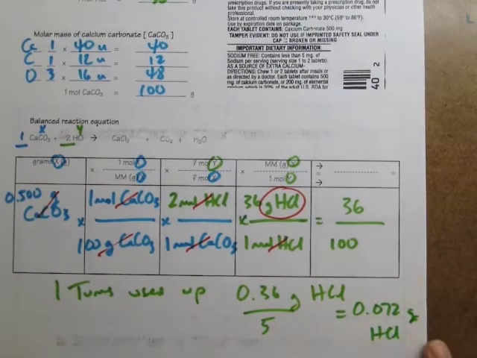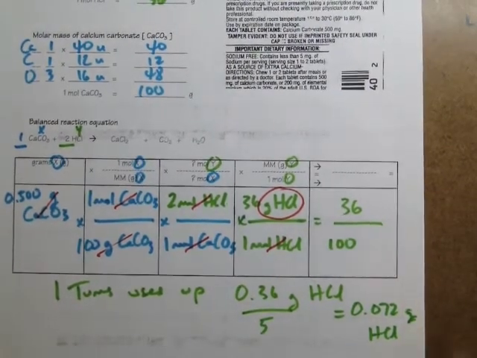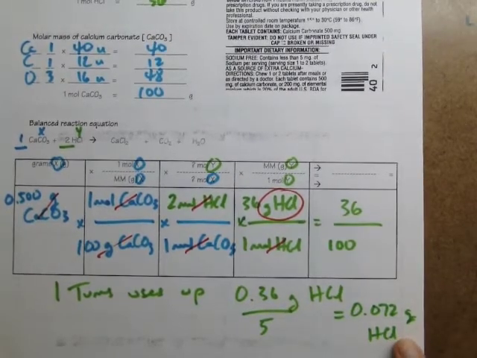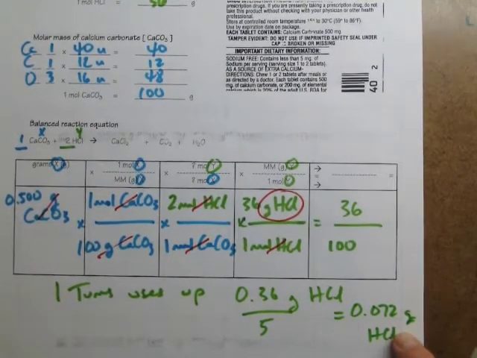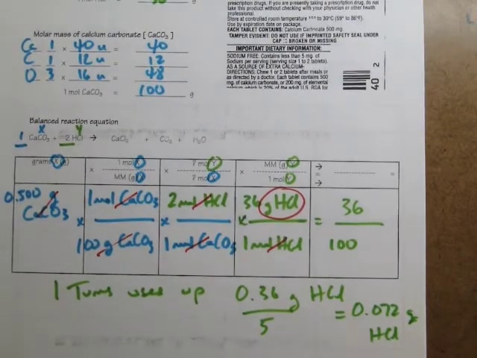So for the samples that we're going to test, we're expecting that the amount of hydrochloric acid that could be used up is this many grams. Let's do the same calculation for the Gaviscon and see what we expect it to be able to do.